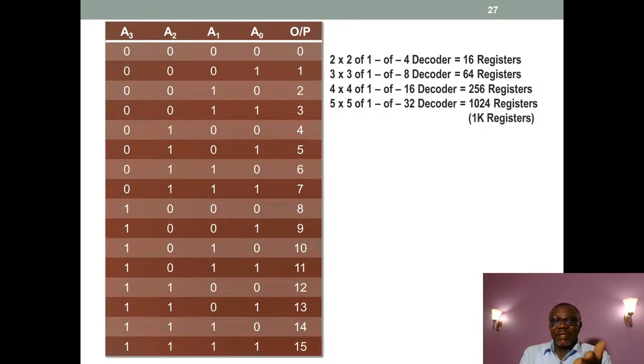Look at this. From 2 by 2 gives you only 16 registers or locations. 5 by 5 is already giving you 1K, 1024 locations. So that is how you rate or know how the size of memory, which they tell you when you go to buy, any digital system comes about.